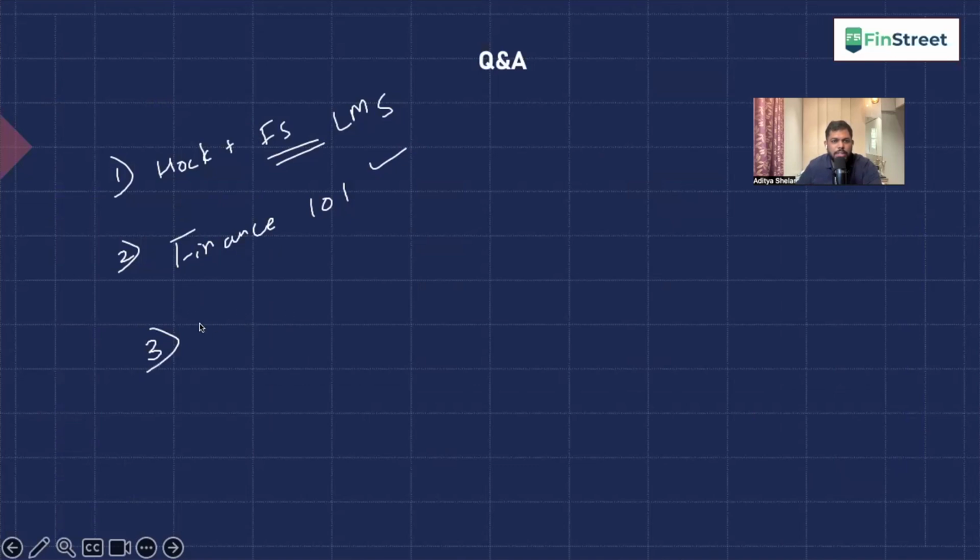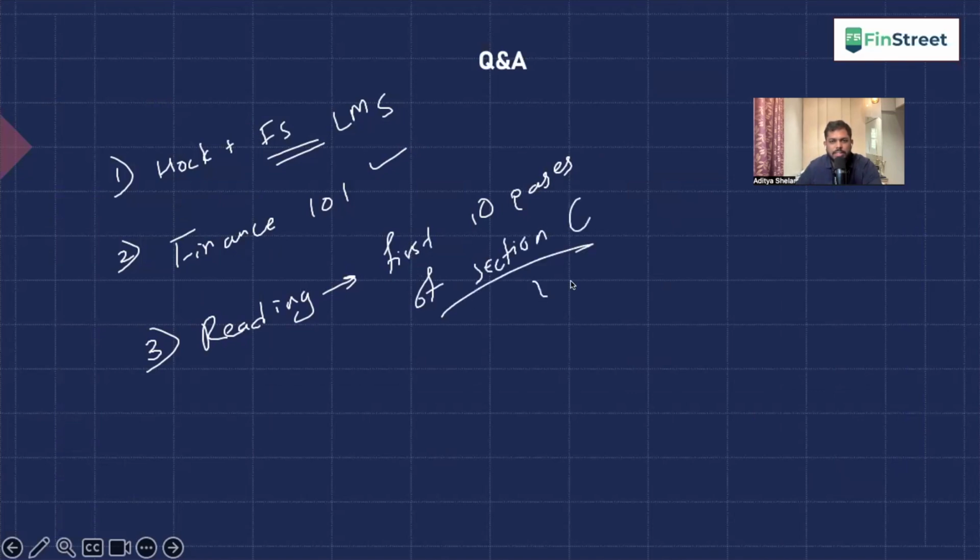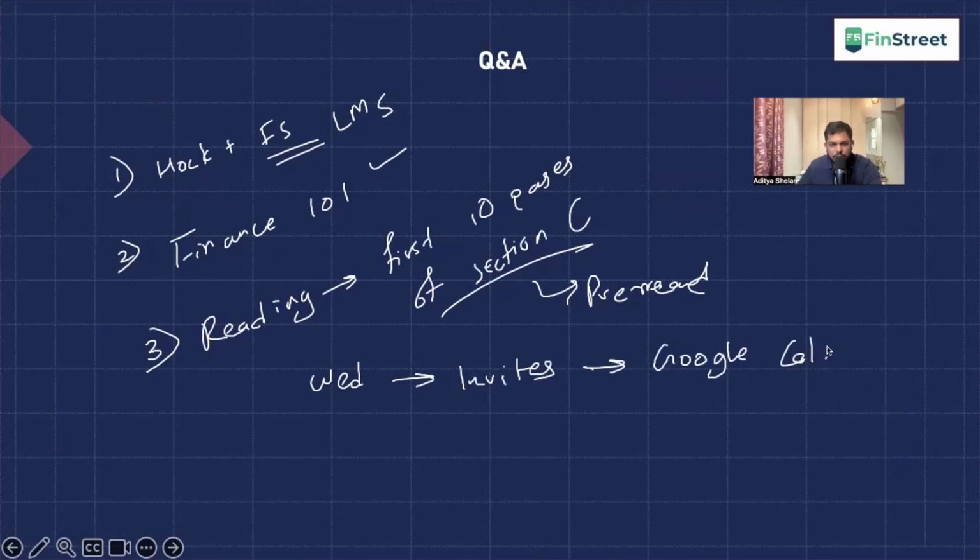After this, please start reading the first 10 pages of section C. This is your pre-read for our next class. On Wednesday, you will get all the invites to our classes. It would be a calendar invite. Make sure you have the Google Calendar app installed and bookmarked in your Chrome browser as well, if required.